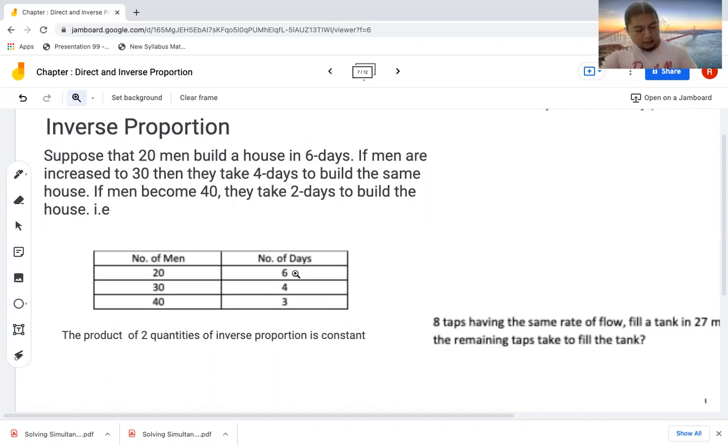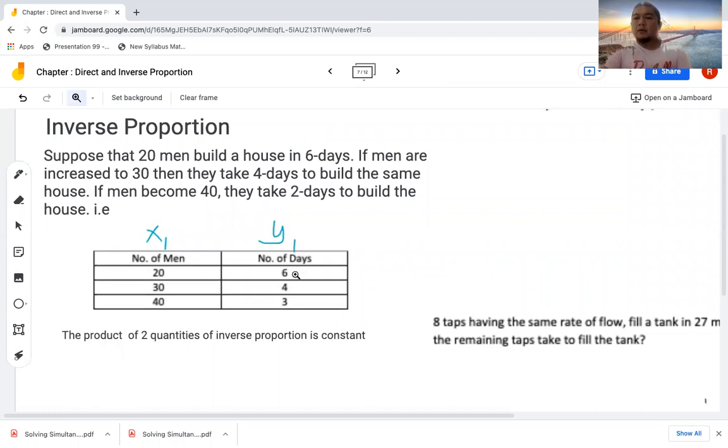If the x values are increasing, then that means the y values will automatically decrease. Or as one variable increases, the other value decreases, or exactly the opposite. So as one value decreases, the other value increases.